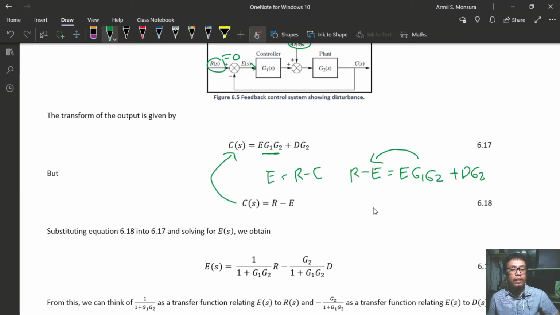Ililipat natin ito dito, and of course yung R ililipat natin sa kabila, and then we will divide by whatever is factored out in E. So what will result is this equation 6.19. Pag sinolve natin ito ng kompleto, ang masosolve natin is itong equation 6.19. Okay, so please verify that.